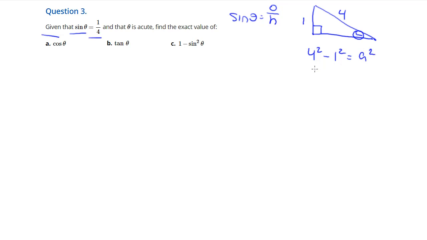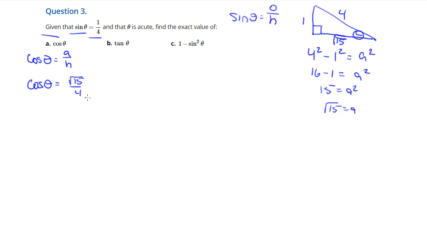4 squared minus 1 squared is equal to the adjacent squared. That's going to give us the square root of 15 for our adjacent side. So now we can answer these questions. The cosine of the angle, well, that's going to be adjacent over hypotenuse, or that's going to be square root of 15 over 4.